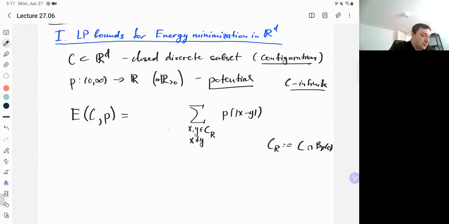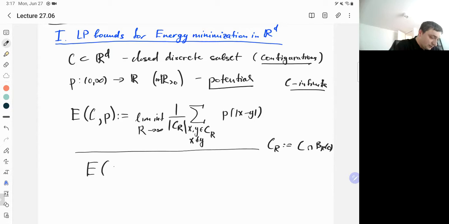We take the summation over these points, and we divide by the number of points in this truncated configuration, and then we take the limit as the size of this truncation goes to infinity. This is the basic quantity that we're interested in. E(C, p) is the so-called lower p-energy.